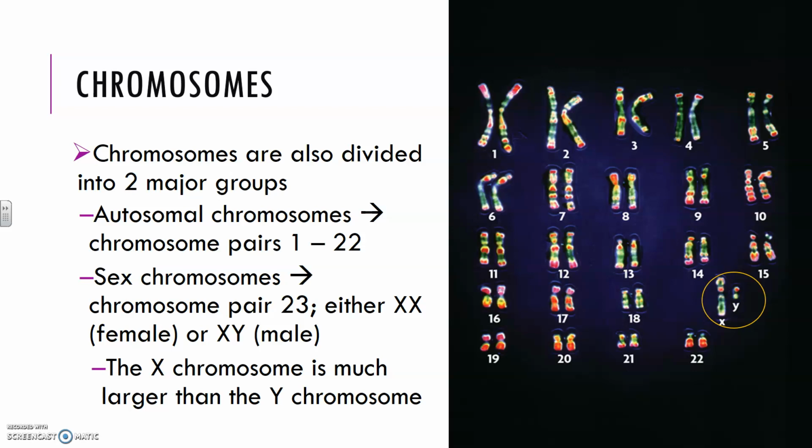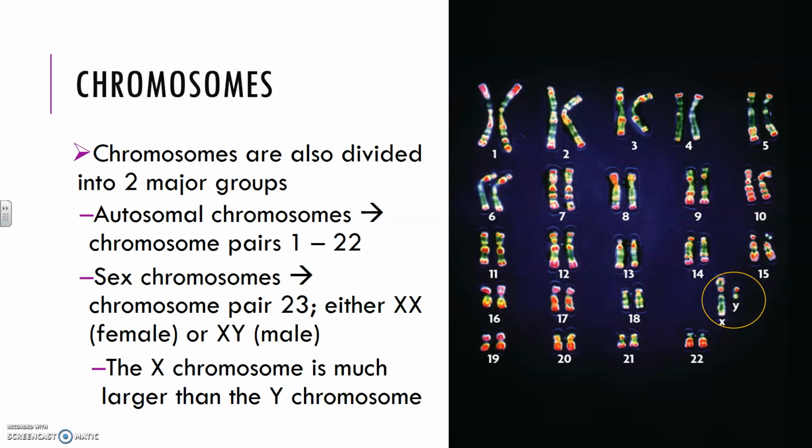You can see that in this karyotype here. Okay, so the Y chromosome doesn't have as many genes on it, which is why, and we'll get into this later, that's why there are sex-linked disorders, genetic disorders like color blindness is one, where the gene for seeing color is on the X chromosome.